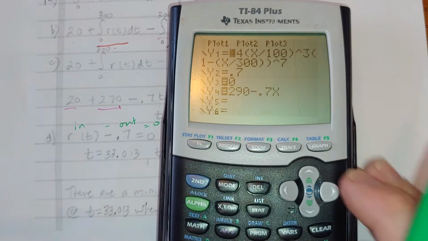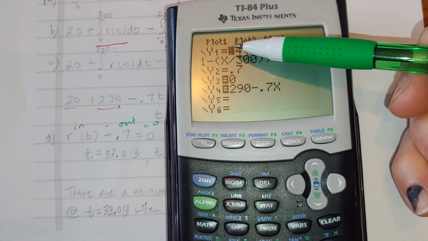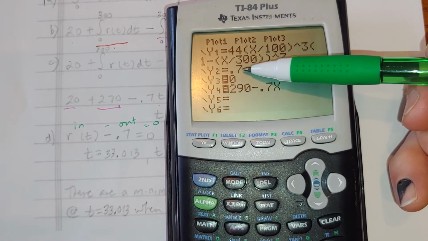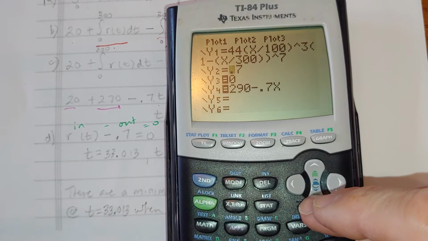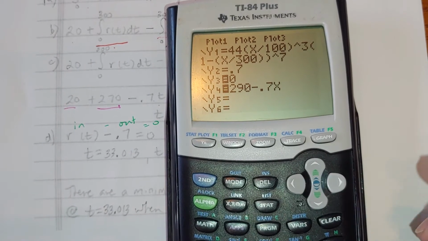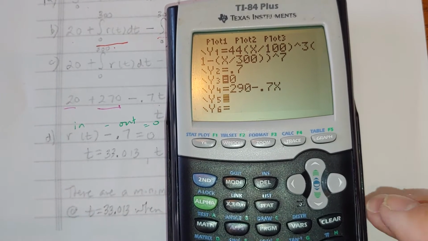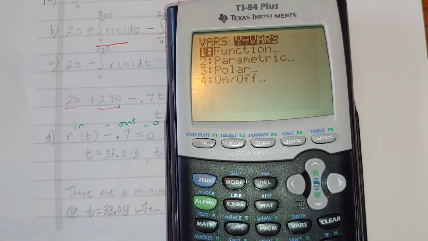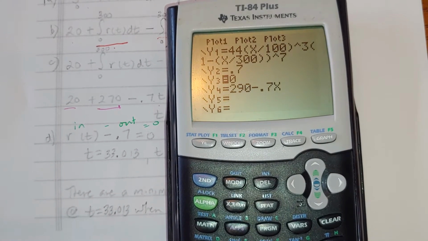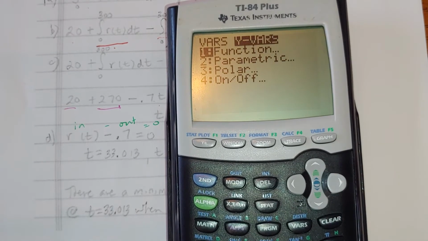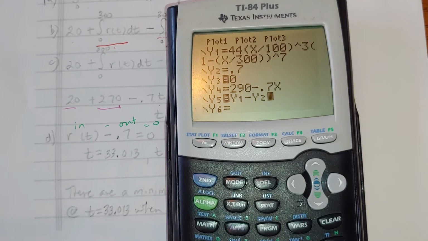In my calculator, I have the in rate in Y1, I have the out rate in Y2. I'm going to turn off Y4, or I could even get rid of it because I don't think I'm going to be using it again. But in Y5, and you have to keep track of this, I'm going to have Y1 minus Y2, and make sure those are the functions that I want.